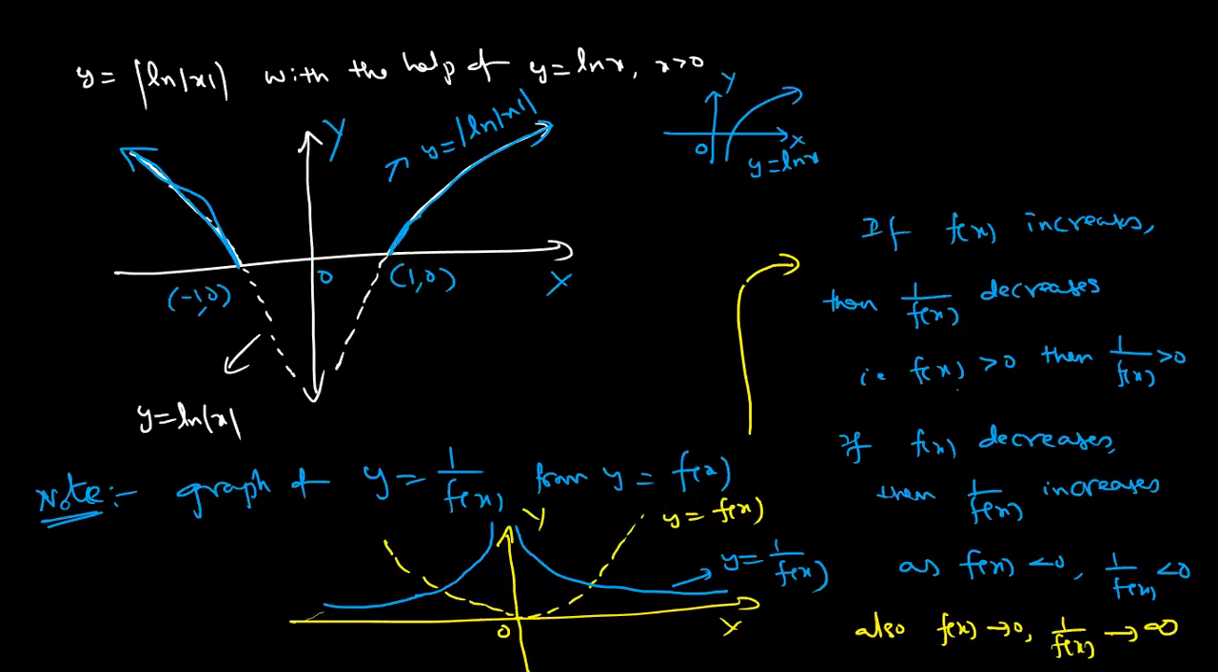Same graphs we have to discuss once again. The areas concept is in the second year, then we discuss once again. Okay. Now, if f of x tends to infinity, then 1 by f of x tends to 0. That means what here?